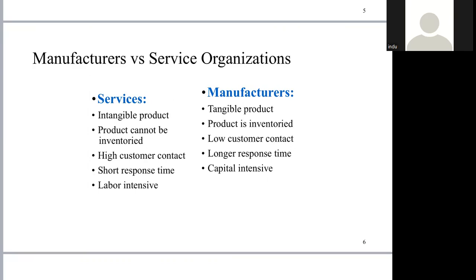First, I have given the first difference: services are intangible, while products from manufacturers are tangible.